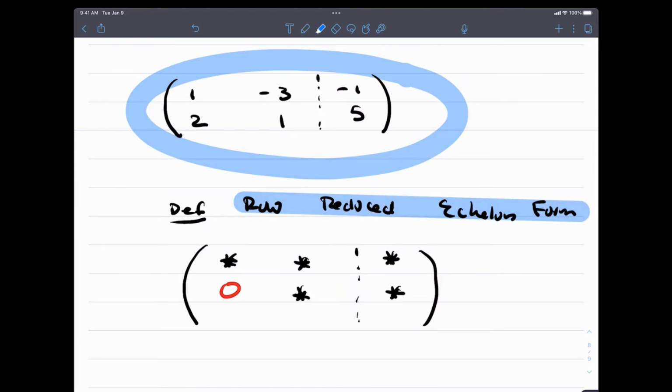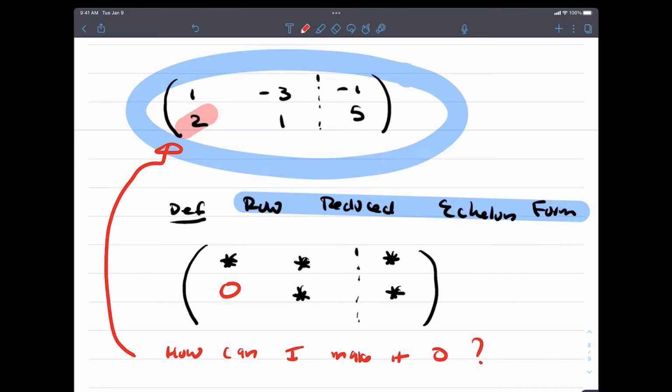What am I really saying? I'm saying this. What I want here in row number 2, I want to make this entry in that left corner 0. I want to make that entry 0. The question I have now is, how can I make this entry 0? How do we make that 0?